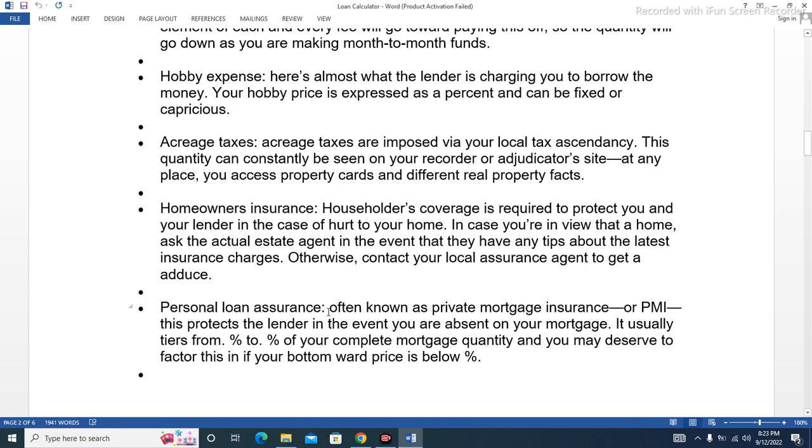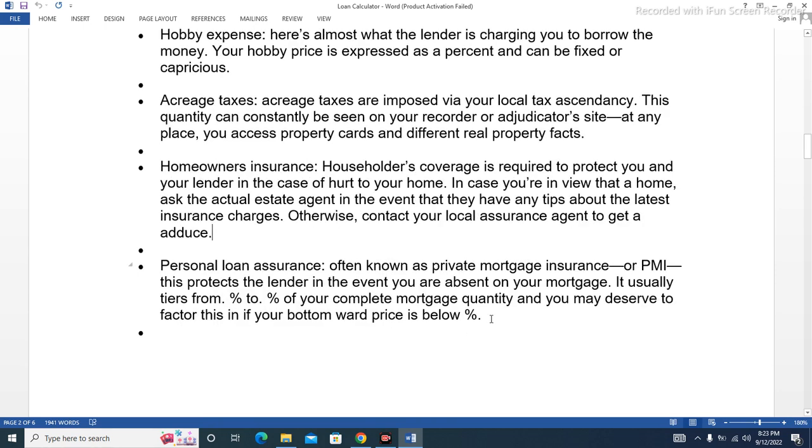Mortgage insurance, often known as private mortgage insurance or PMI, this protects the lender in the event you default on your mortgage. It usually costs a percentage of your complete mortgage quantity, and you may need to factor this in if your down payment is below percent.